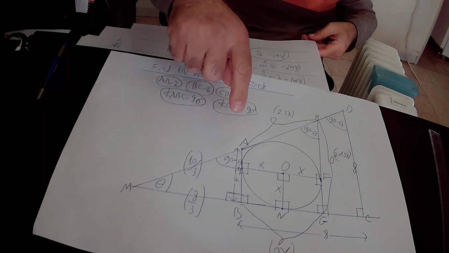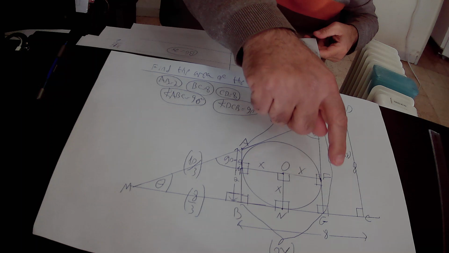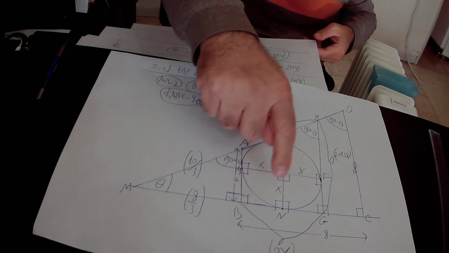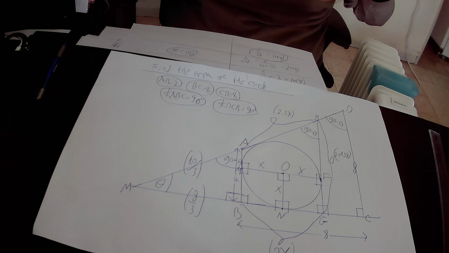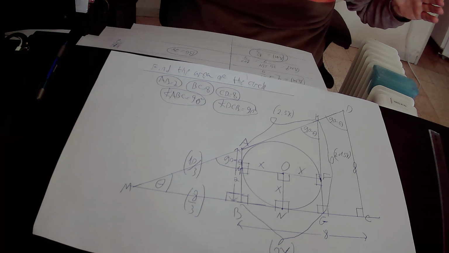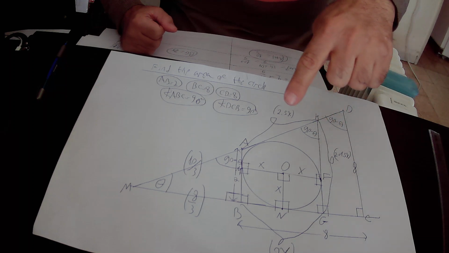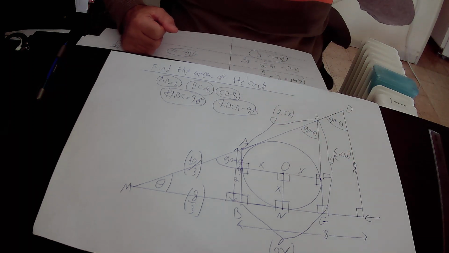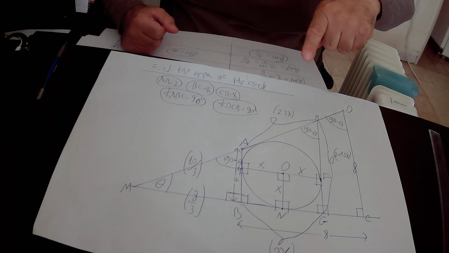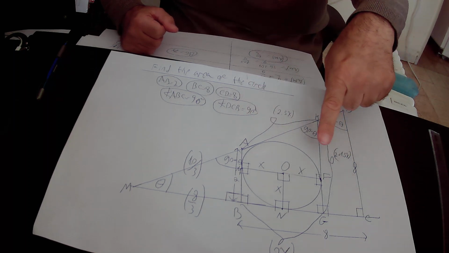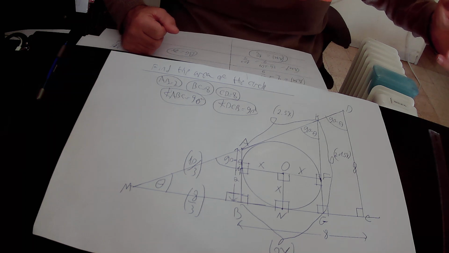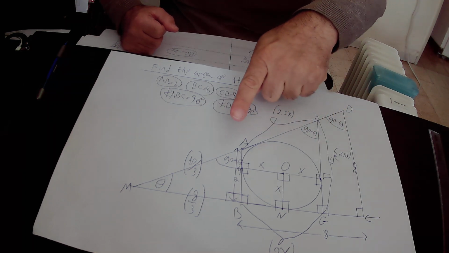Then we focus on quadrilateral MFBG. In quadrilateral MFBG, we have 1, 2, 3, 4 right angles. Therefore, quadrilateral FMBG is a rectangle. Why? Because any quadrilateral that has 4 right angles must be at least a rectangle, if not a square. So we regard quadrilateral MBGF as a rectangle. In a rectangle FMBG, the opposite sides must be equal to each other. That is to say, FM must be equal to BG.